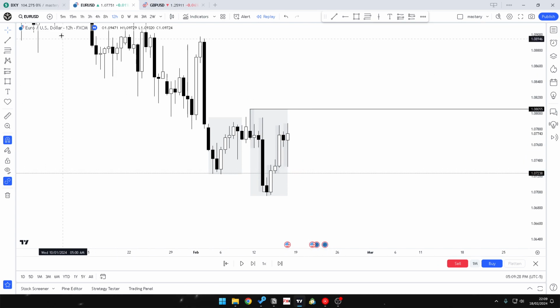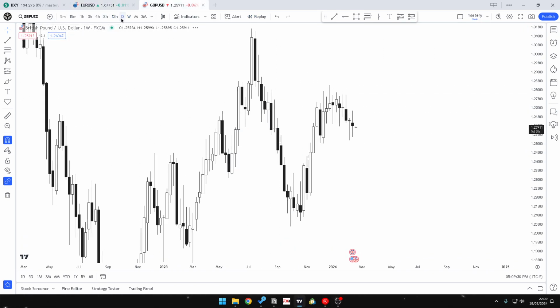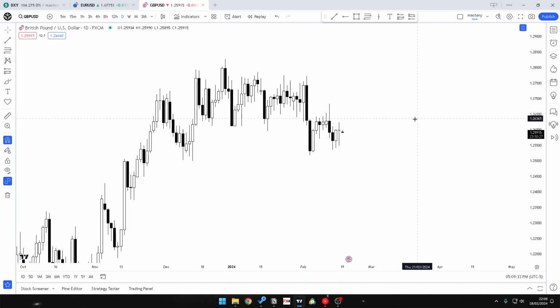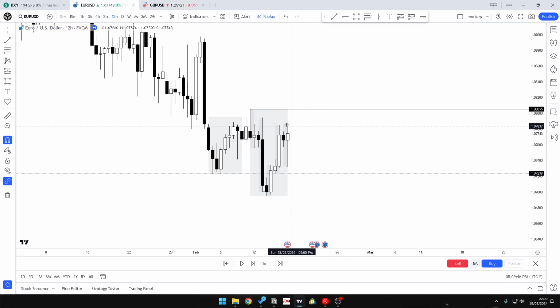But one thing that they do not know is that this is not a random low being broken. It's a low purged with an SMT here on the DXY with the GU, where GU created a failure swing and the DXY and EU created turtle soup. That's why turtle soup is such an important topic when calling tops or bottoms. You need to see an SMT forming to be confident and so that you can place yourself and believe that the reversal is going to happen.